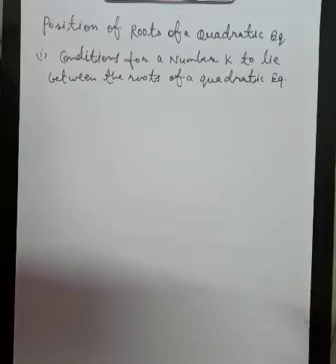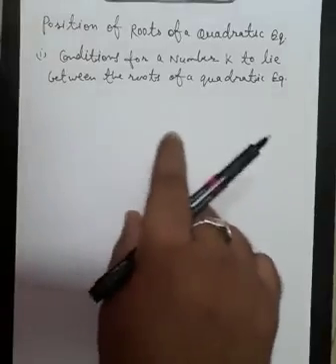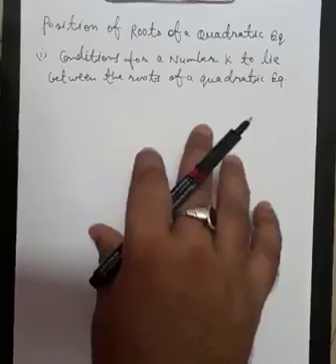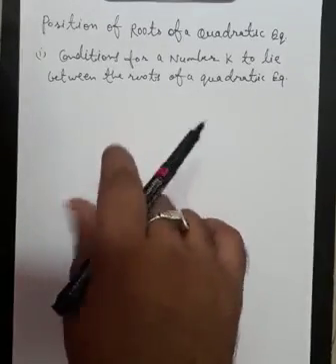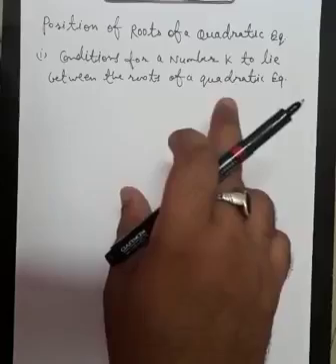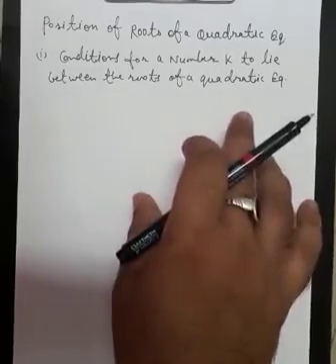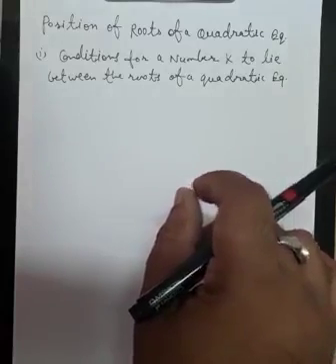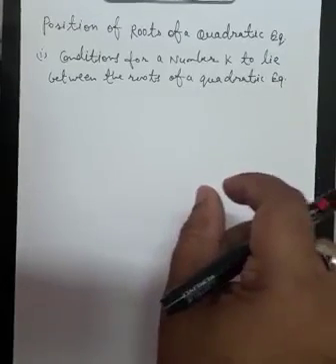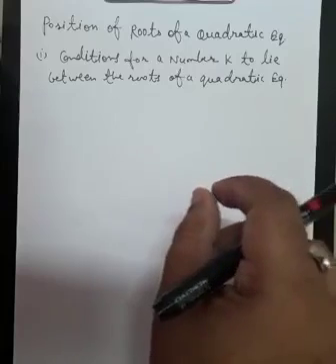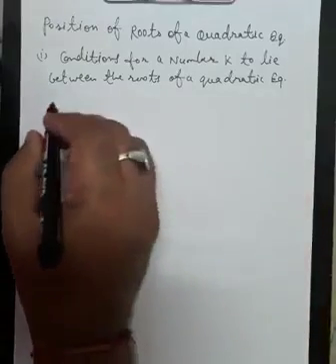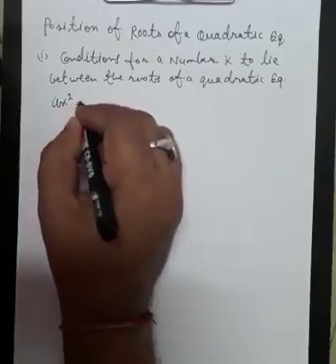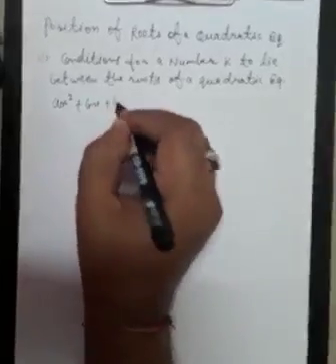Let's discuss any concept now. We have to find out the position of the roots. The first condition is the condition for a number k to lie between the roots of the quadratic equation. That means if a real number k lies between the roots of the quadratic equation, then what will be the condition? First, let's assume that the quadratic equation is ax square plus bx plus c.